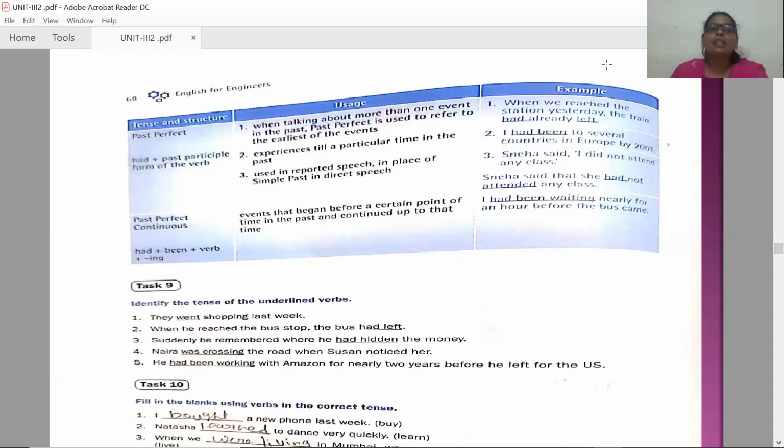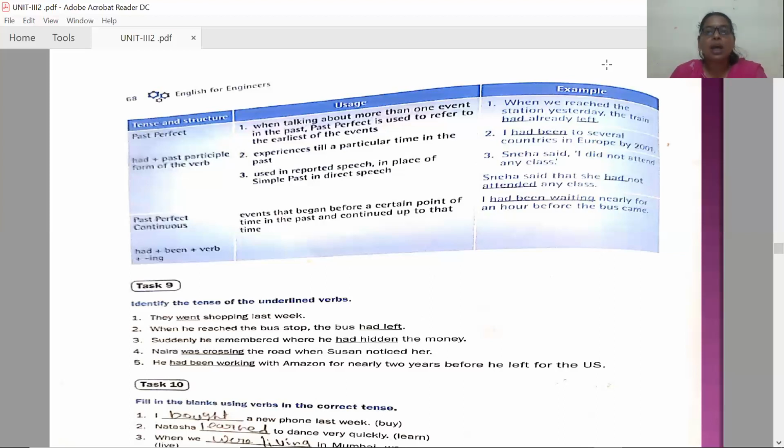Then had plus the other one. The second usage is experiences till a particular time in the past. I had been to several countries in Europe by 2001. And the third usage, used in reported speech in place of simple past in direct speech. Sneha said, I did not attend any class. And Sneha said that she had not attended any class. So this is in past perfect verb form.